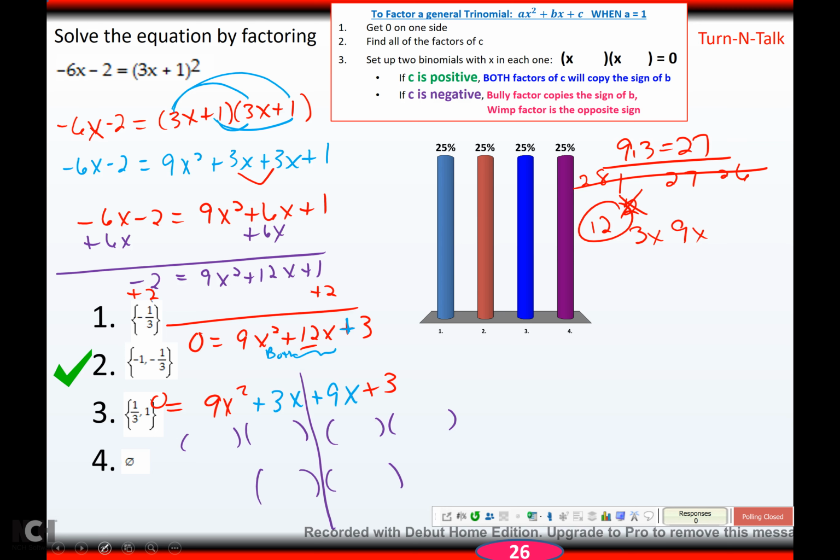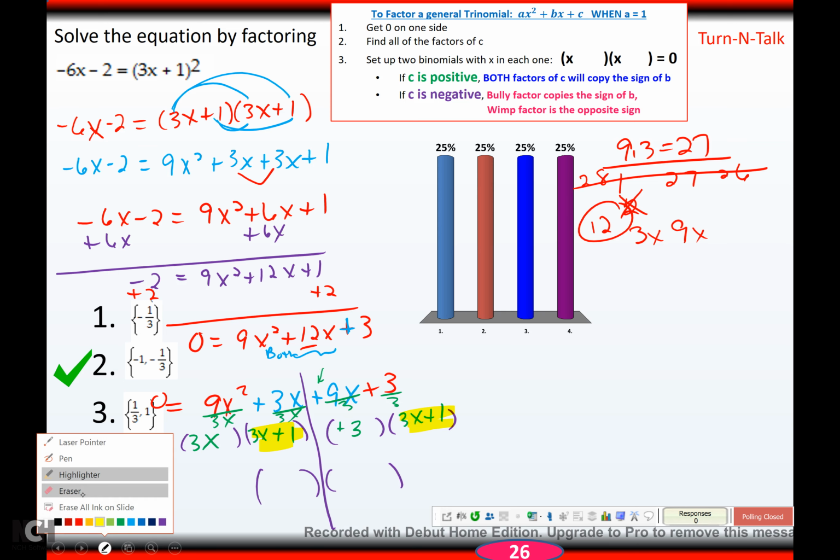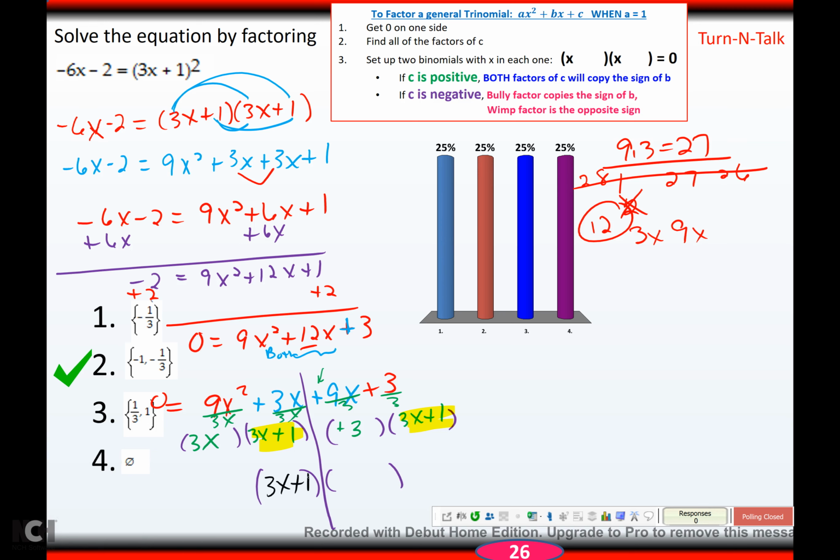Woo! These two, 9x squared and 3x, have a 3x in common. So that's my GCF. Divide leaves 3x plus 1. On the other side, they have a 3 in common, and I'm going to take the positive. If I divide by positive 3, I get 3x plus 1. And now I should have a matching binomial. If I don't, I either did something wrong or it's prime. Okay, so my GCF is 3x plus 1, and what's left is 3x plus 3 equals 0. Okay, so now we got it factored.